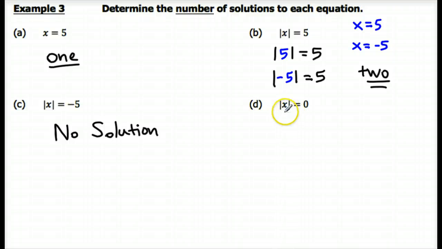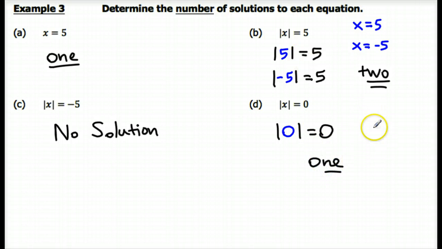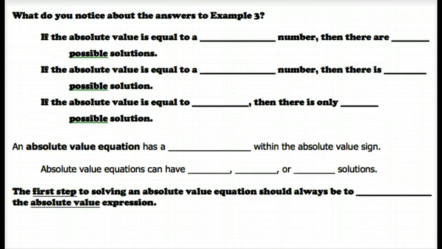Finally, D is asking, okay, the absolute value of what is equal to 0. Well, there is only one number that is 0 spaces away from 0 on the number line. That would be 0 itself. Okay, the absolute value of 0 is the only thing that is equal to 0. So this would be another example of one solution to the equation. Okay, one solution. That solution is x equals 0. Okay, the reason I wanted to talk about this here in A through D is because it's going to help us as we're starting to solve absolute value equations here in the next part of the video.